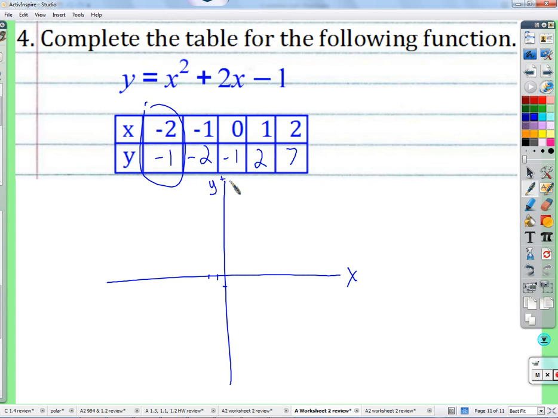Okay, and this is positive, and this is positive horizontally. This is negative vertically, negative horizontally. And just to give you the first one, negative 2 for x. On the x-axis, I go to negative 2. And on the y-axis, I go down to negative 1. And that tells me that when I put in negative 2, I get out negative 1.